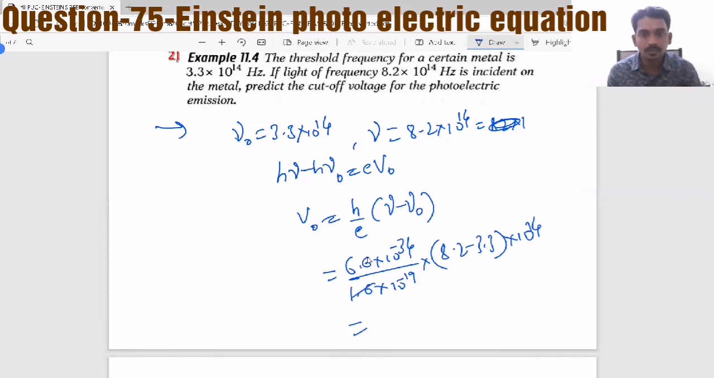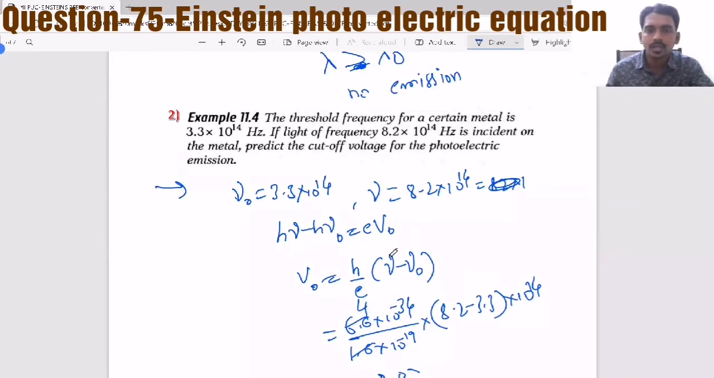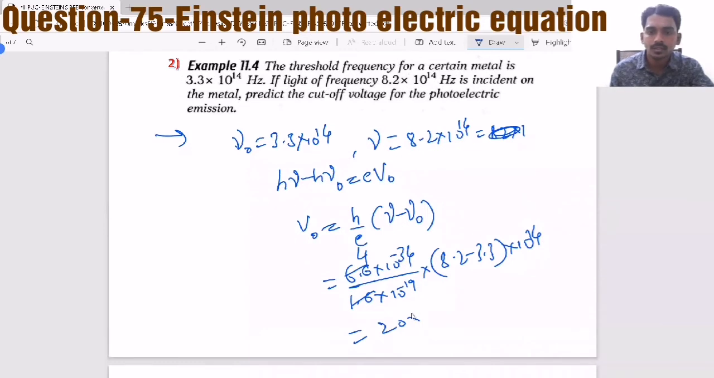So it is approximately 4. Approximately I'm telling, 5 4s are 20, so approximately 20. Then the power goes up, so plus 19, 19 plus 14 is 33, so 10 power minus 1, so that means 2 volt. This is the stopping potential.